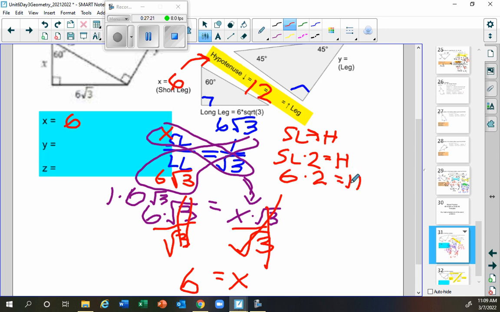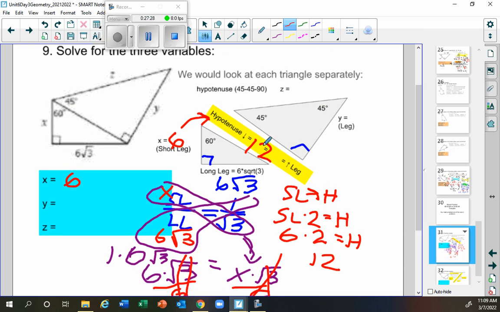Hypotenuse. That's 12. But now it turns out the hypotenuse for this triangle was the leg of the other triangle. Because if we see we have a 45 here, this angle is also 45. So if this side is 12, that must mean this side is also 12. So y is also 12.